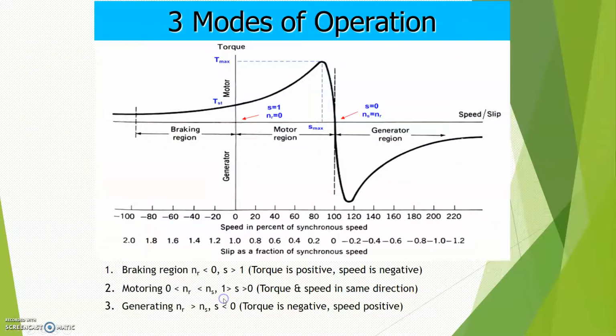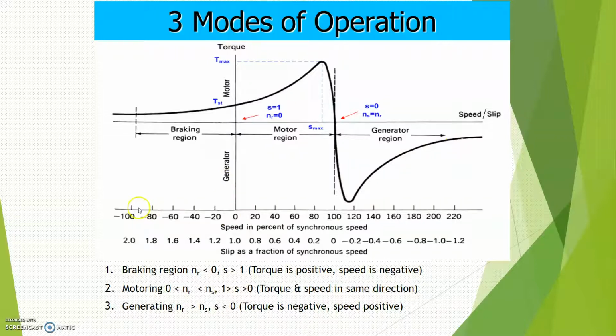We can also summarize the three modes of operation based on this graph. You see the first region, which we call the braking region. The middle part represents the motor region. And this is the generator region. The graph represents the speed of the rotor across the torque developed.